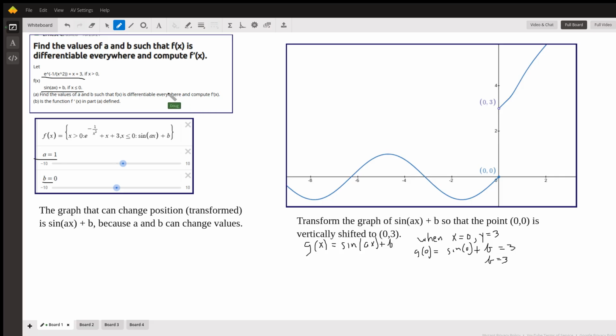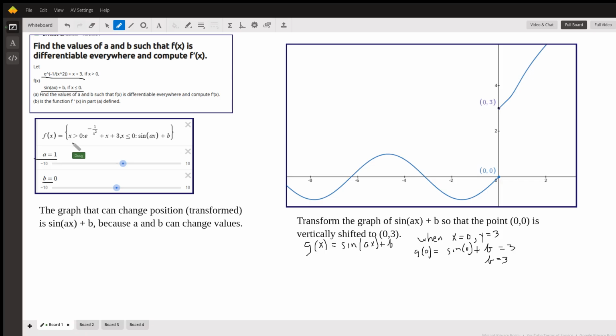So if we want this function to be differentiable everywhere, we need it to be continuous and to also have the same derivative. It looks like we've got a problem at 0. So if we could move this graph up this way so that the graph could be drawn without lifting your pencil off the paper, that would be the first step.